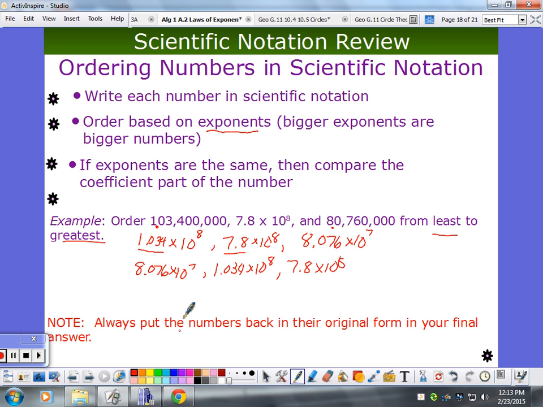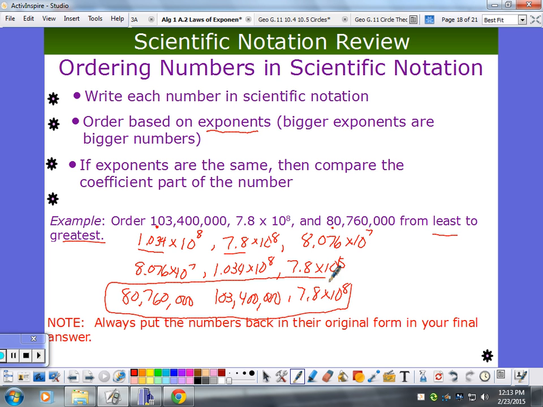Now always put them back where you started from. So 8.07, that's really 80,760,000. And this one is 103,408,000. And this one was in scientific notation. So this would be your answer. And I think you guys did this last year as well. Yep. Take a review. Ms. Mullen, yay, Ms. Mullen.